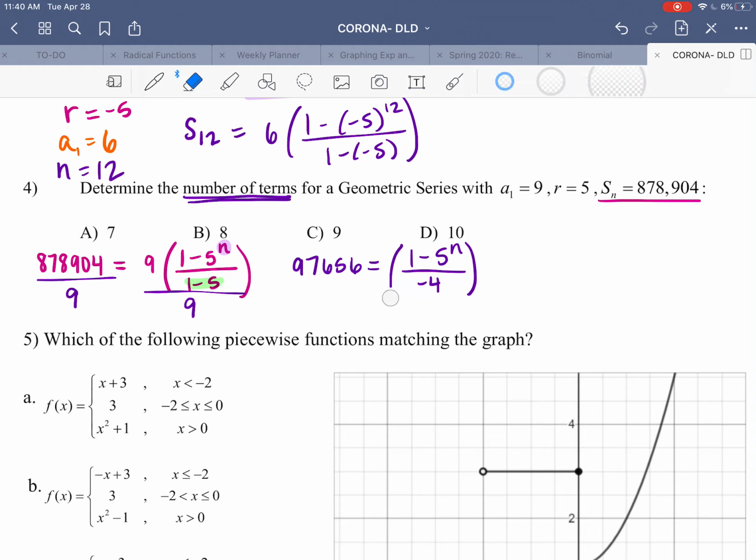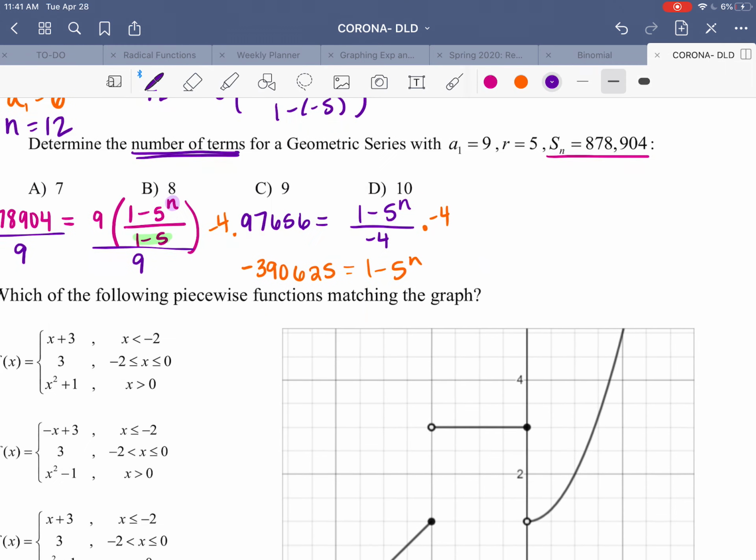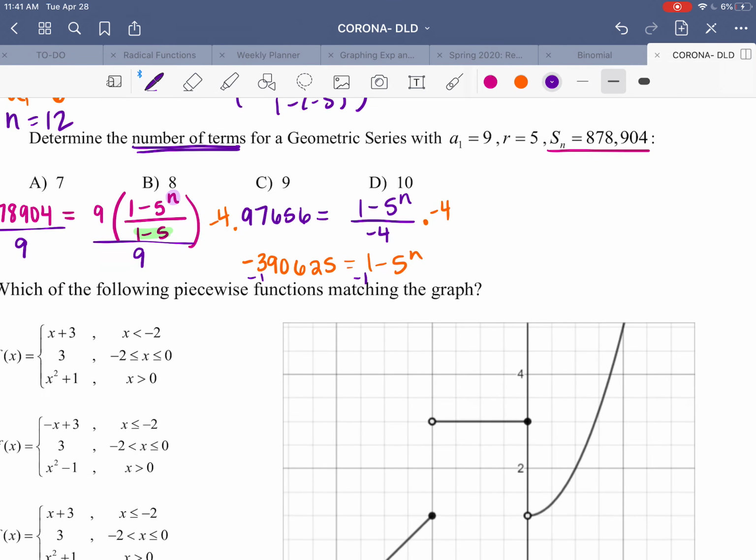So, now at this point, we need to multiply by negative 4 to get it out of the denominator. So we're going to get negative 390,625 equals 1 minus 5 to the n. Okay, here we want to get that 5 to the n by itself, okay? That way we can take the log base 5 and get n out of the exponent. But first we need to subtract 1.